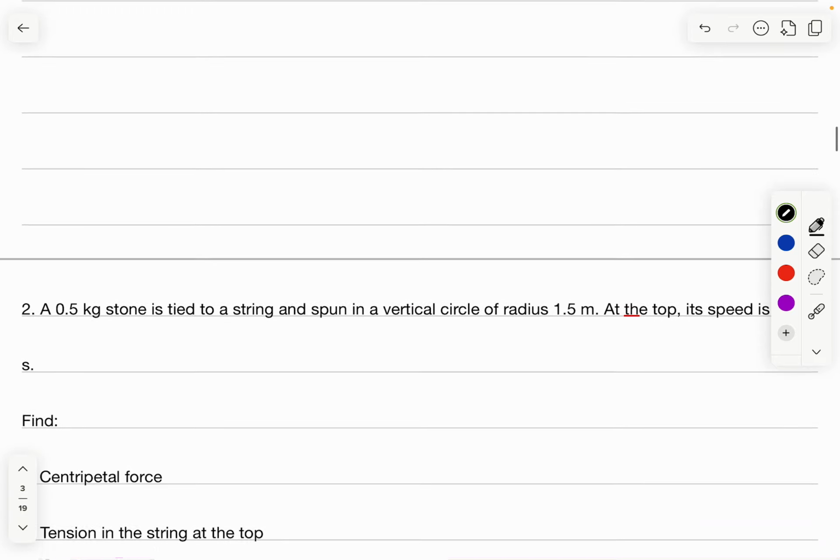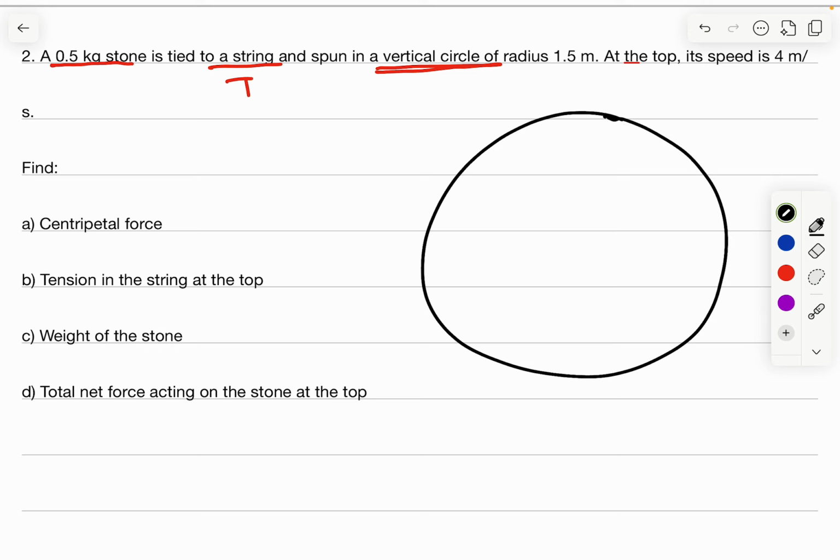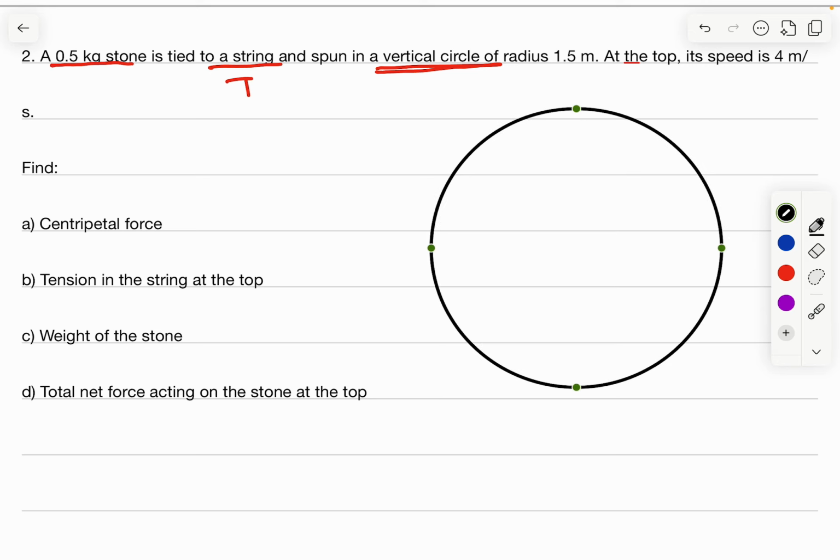Now let's go to the following question, question number 2. They say a 0.5 kilogram stone is tied to a string, and the string has tension. It is spun in a vertical circle. Key word: vertical circle. It means something that is circulating vertically.